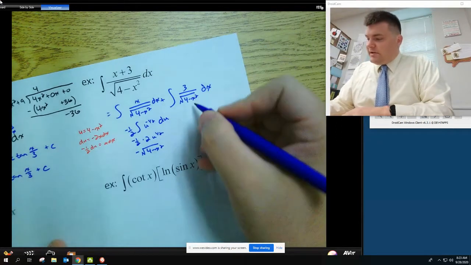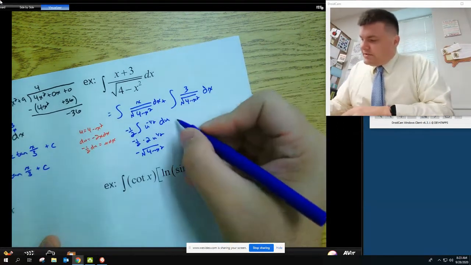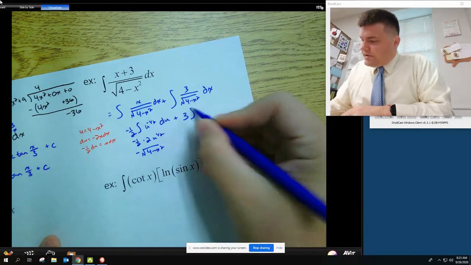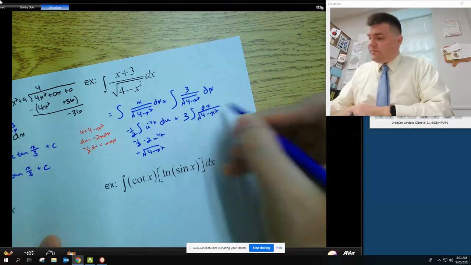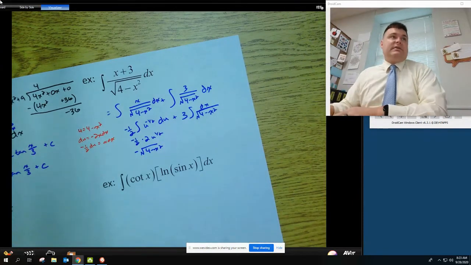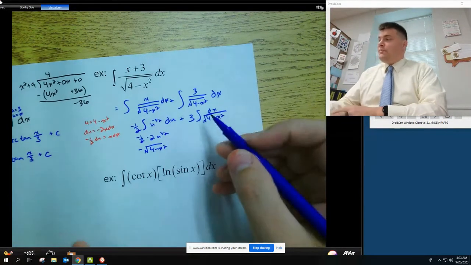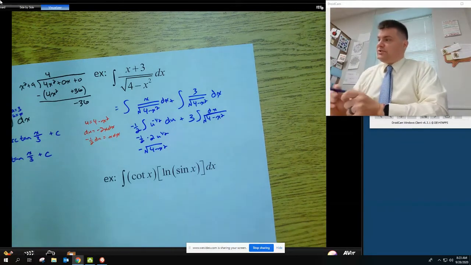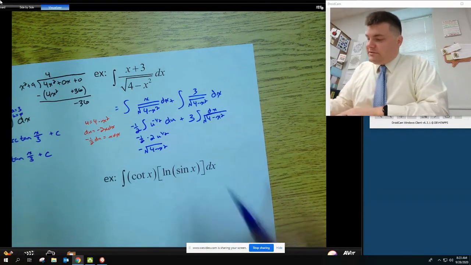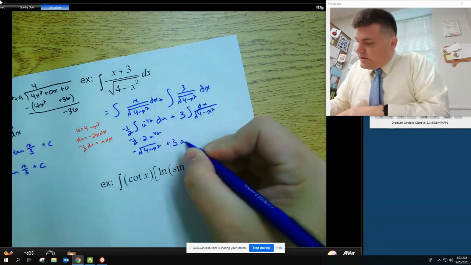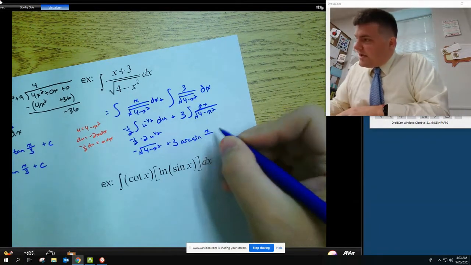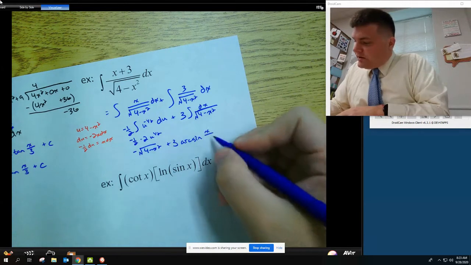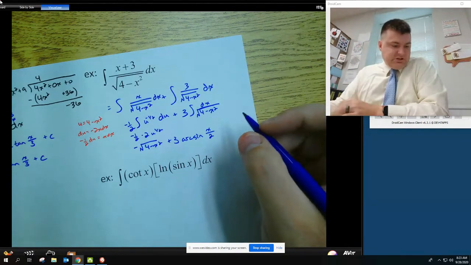And this one's just as simple as, well, this is really just plus 3 dx over the square root of 4 minus x squared. And once you're there, again, go back to our inverse trig. This is just going to be arc sine of u over a. So this is going to be plus 3 arc sine of x over a, and the a is going to be the square root of 4, which is 2. And then it's just plus c.